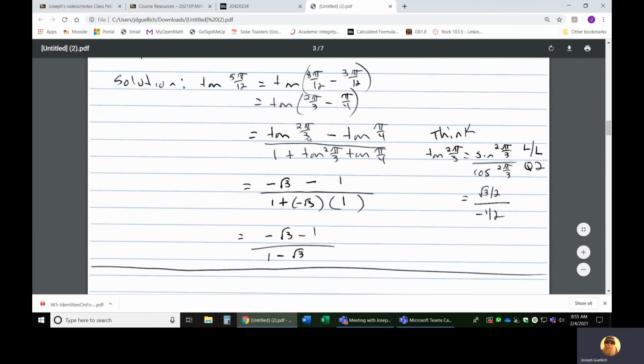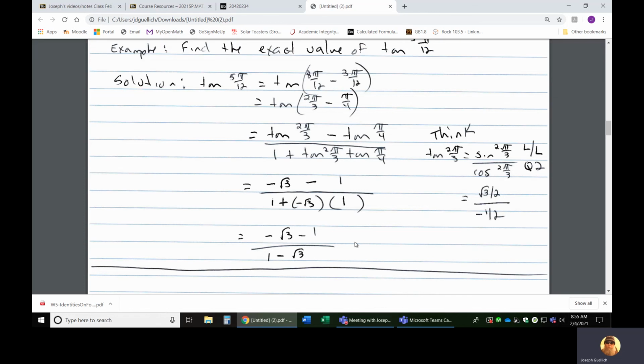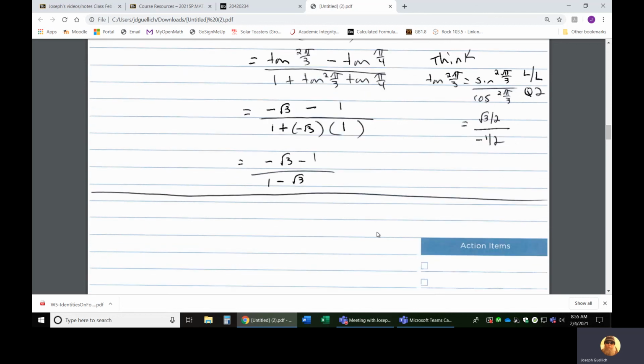2 pi over 3 is in quadrant 2, so the cosine in the denominator is negative, so the answer for tangent is negative as well. And you can see how I simplified it, and I'm not rationalizing. At no point have I ever said you have to rationalize, and you don't on WebAssign. The lab manual might go through a couple of things, so you've got to watch that.